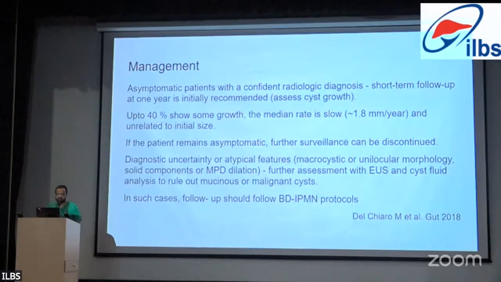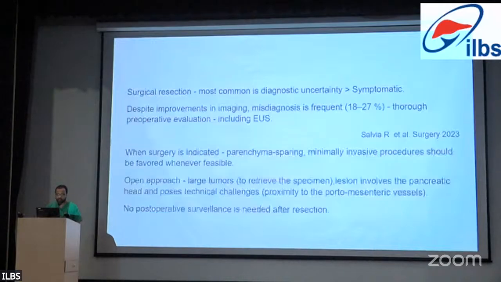However, if we have diagnostic uncertainty or there are atypical features like solid components, or if it is macrocystic, then further assessment with EUS or cyst fluid analysis has to be done. In such cases, branch duct IPMN protocols have to be followed, which I'll be speaking about later. Surgical resection is mainly for two indications: when there is diagnostic uncertainty, and when the patient is symptomatic. Misdiagnosis is fairly frequent.